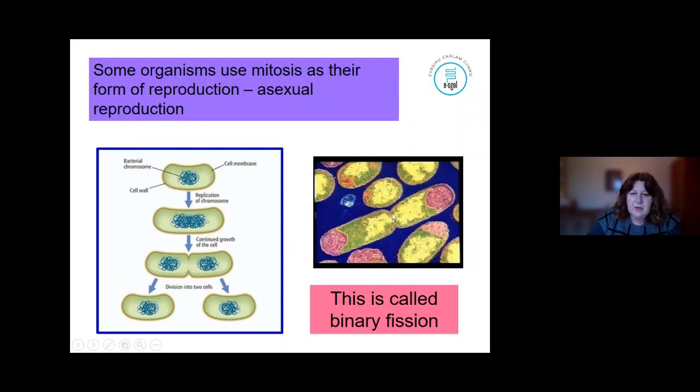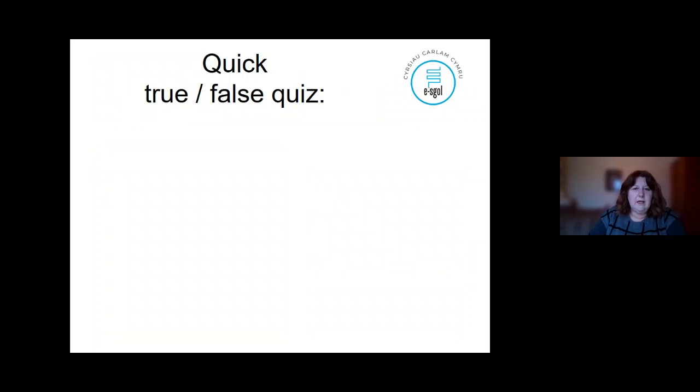And so what will happen is the cytoplasm, the membrane, the wall will eventually pinch in so much this will become two separate cells. Okay, so there's a fair amount of information so far, so time for a quick little quiz.